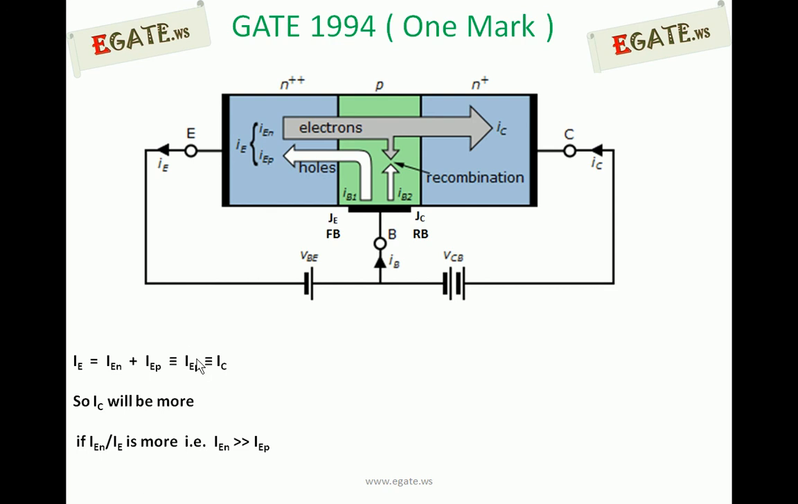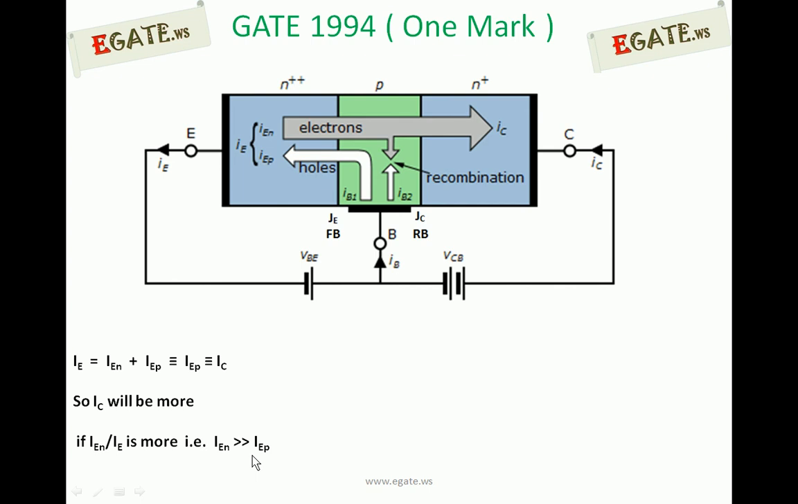Sorry, let me make a small change. It is IEN plus IEP, and this is approximately equal to IEN. Okay, make the correction. This IEN is approximately equal to IC. So IC will be more. If IEN by IE has to be more, at that time IEN should be more than IEP. That implies nothing but the emitter doping concentration compared to the base doping concentration. If you compare IEN with respect to IEP, this is related to the emitter doping concentration, and this is related to the base doping concentration in the case of an NPN transistor.